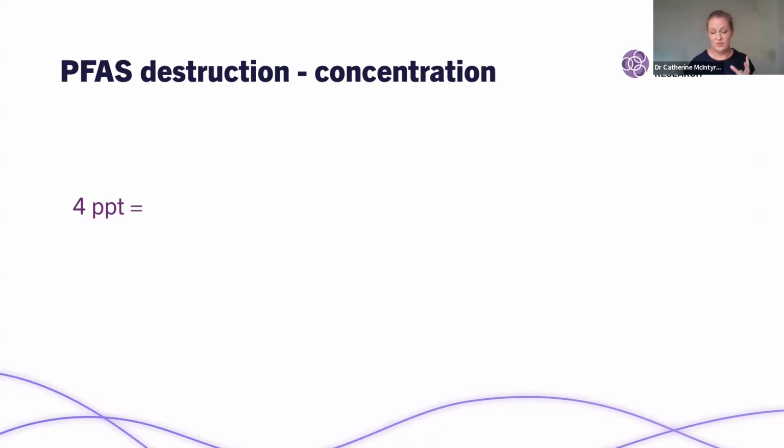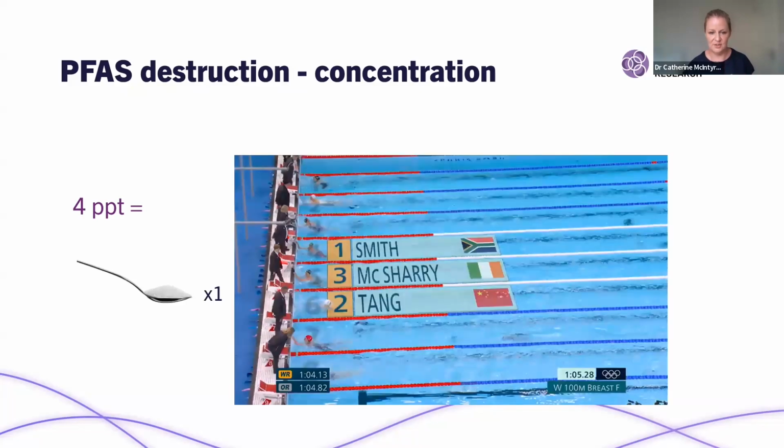So, and I want to give you a visual of what that actually means. 4 parts per trillion is the equivalent of 1 teaspoon of sugar dissolved in not just 1 Olympic-sized swimming pool, but 400 Olympic-sized swimming pools. At 2-meter depth, I realize that might be controversial in an Olympics setting, but for the purposes of this visualization, it gives us a nice round number. So that is just such a low concentration.